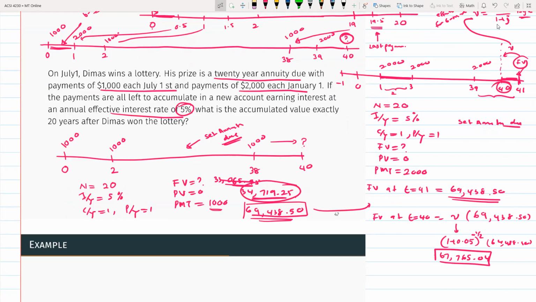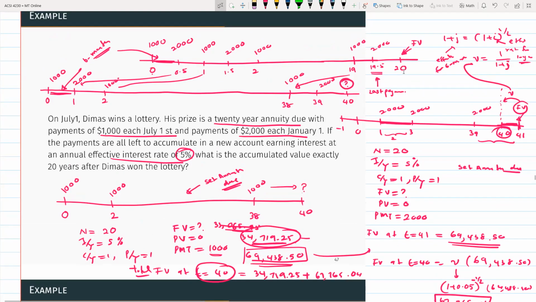So you add this value and this value. Let me write the future value at t equal 40, the total. That would be 34,019.25 plus 67,065.04. t equal 40 actually means 20 years. So you can see that this problem is really not an arithmetic progression or geometric progression kind of annuity, but a non-level annuity. So you have to come up with a scheme or trick or method to solve it.